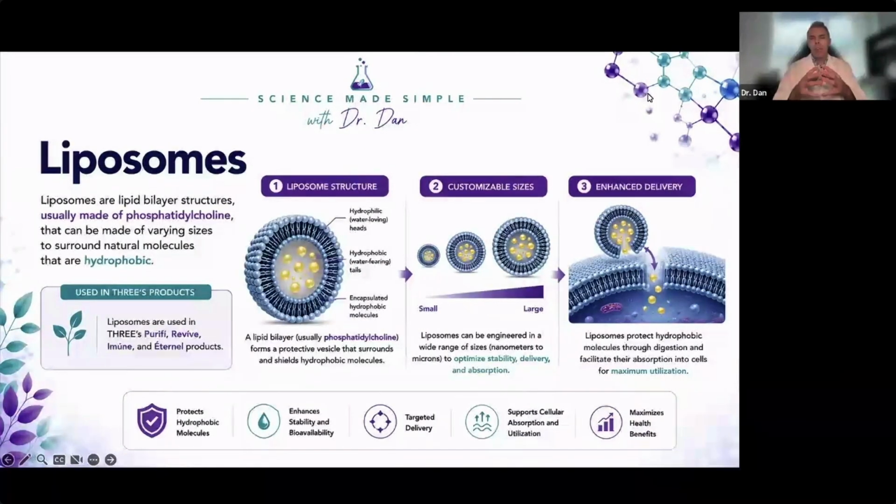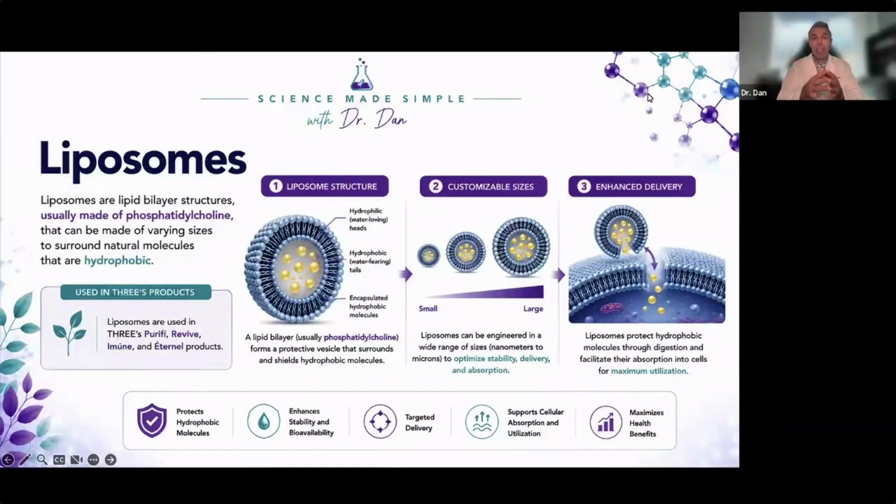Basically, the way that it works is you create a lipid bilayer, and you can see this figure here on the slide where you have two lipids, with the polar head and the tails, and they connect to each other to form this lipid bilayer. And inside that lipid bilayer, you can place bioactive molecules from plants.